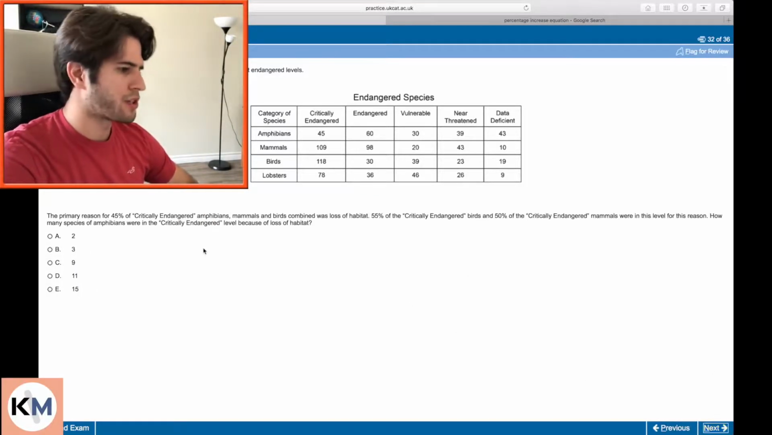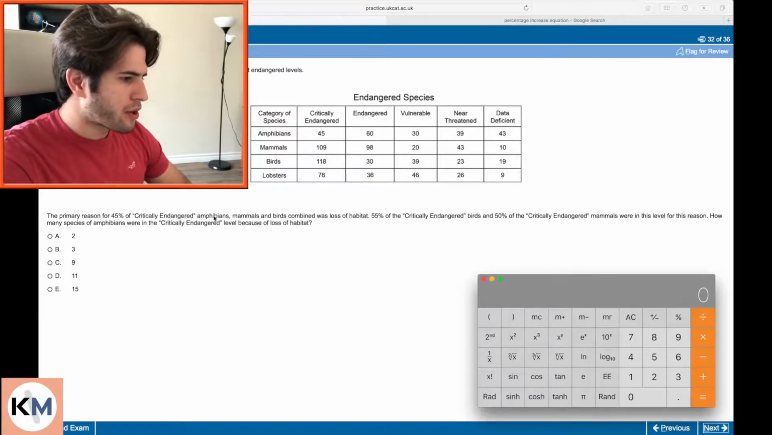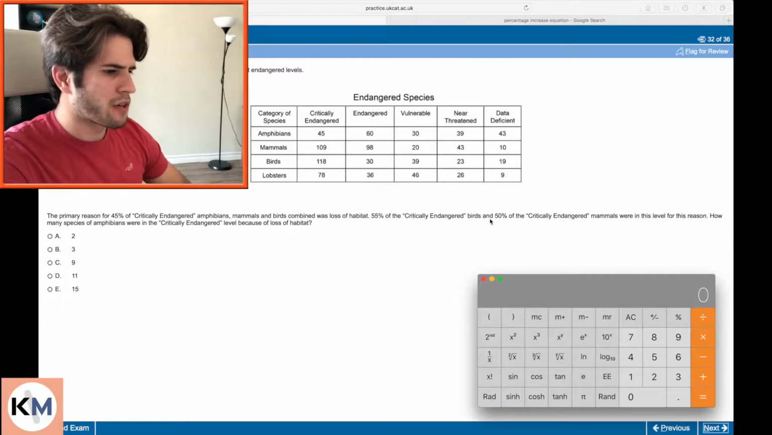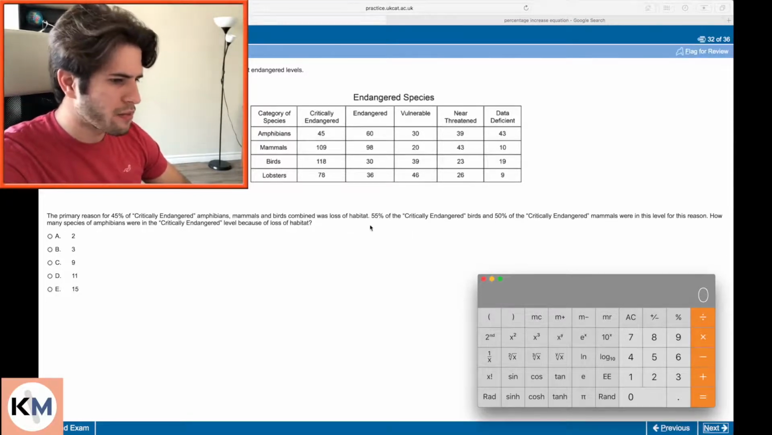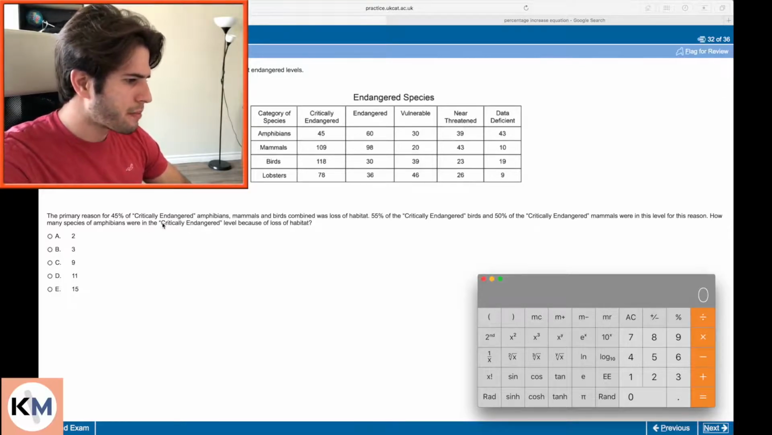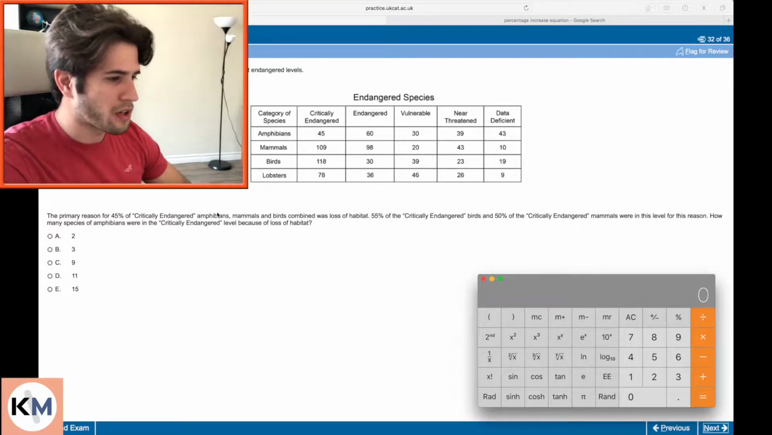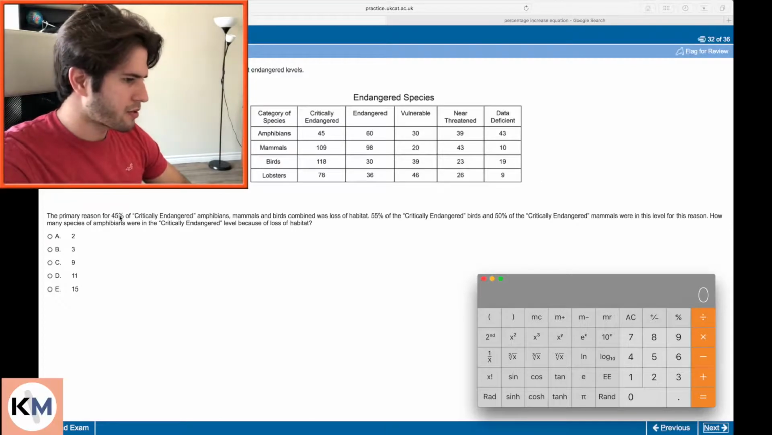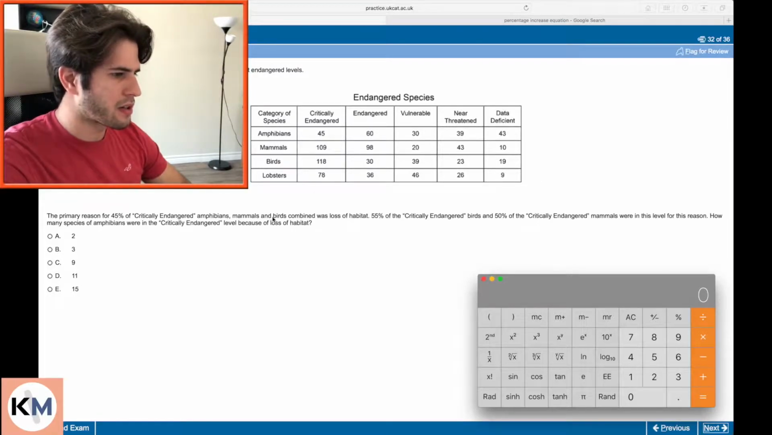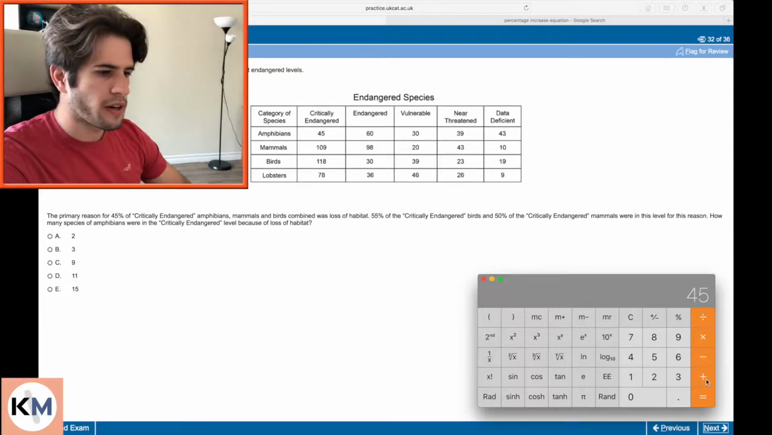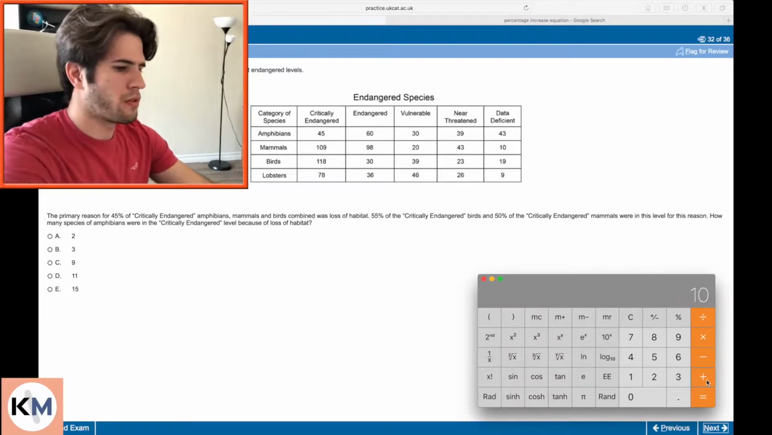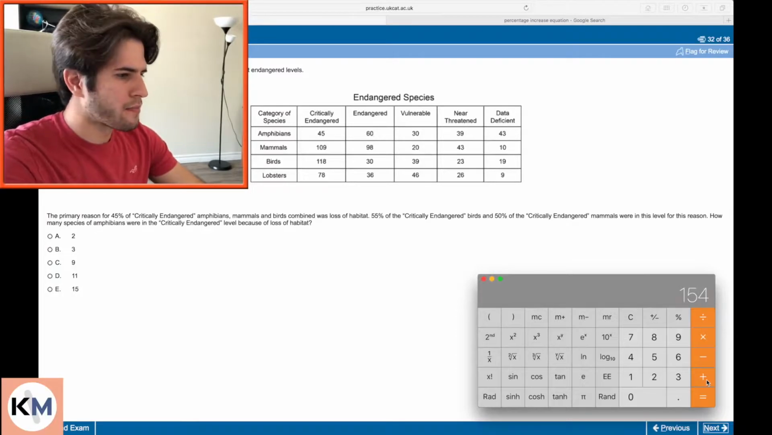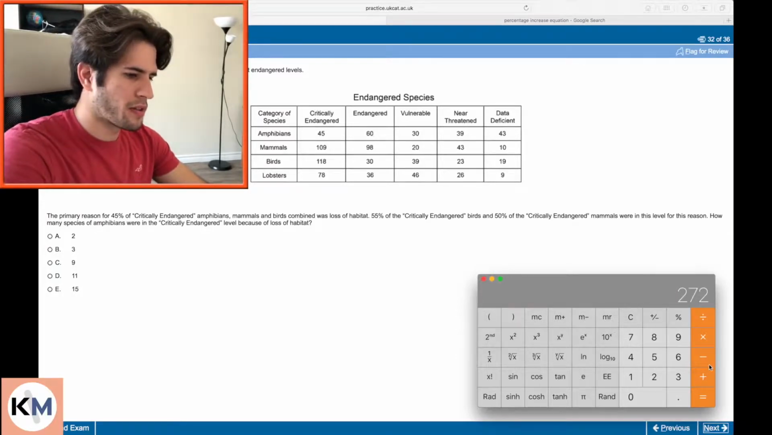Next question. The prime reason for 45% of critically endangered amphibians, mammals, and birds was loss of habitat. 55% of critically endangered birds and 50% of critically endangered mammals were in this level for this reason. How many species of amphibians were in the critically endangered level because of loss of habitat? Okay, let's do this total first. 45% of these three things: amphibians, mammals, and birds, critically endangered. So 45 plus 109 plus 118 is this.